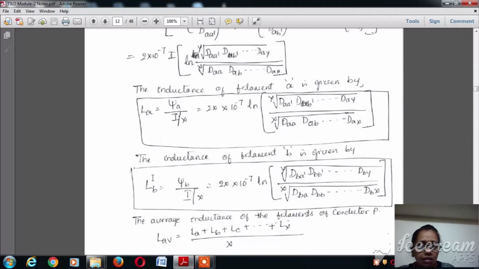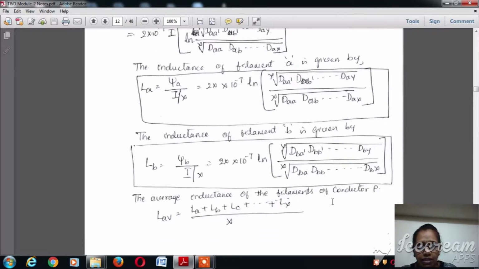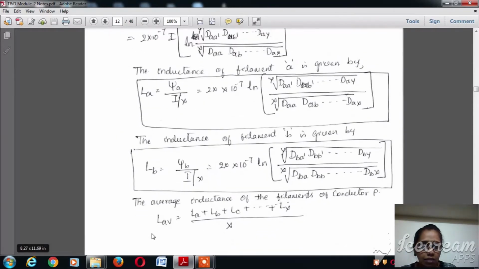Now if we consider the C, then LC is equal to psi C divided by I divided by X, that is equal to 2 into 10 to the power minus 7 ln of the yth root of DCA dash, DCB dash, and then DCC dash up to DCY, whole over the xth root of DCA DCB DCC up to DCX. So similarly, the average inductance of the filaments of conductor P is L average is equal to LA plus LB plus LC plus up to LX divided by X.